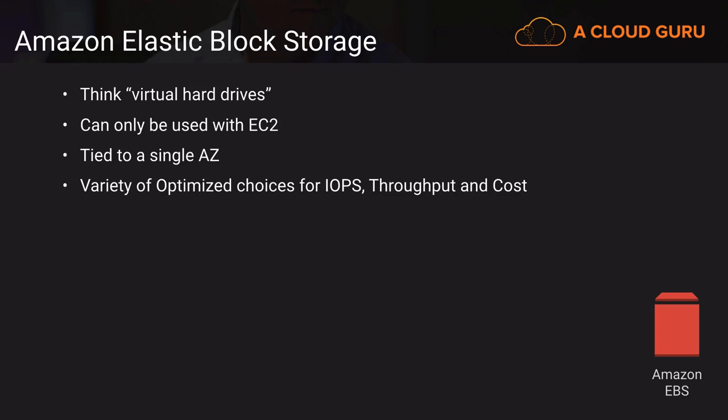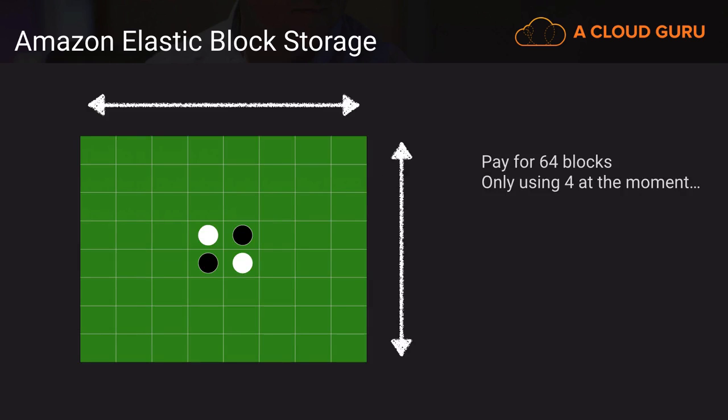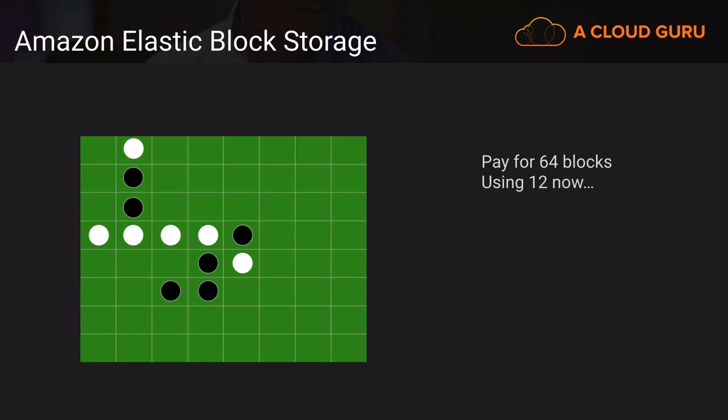There's a variety of optimized choices for IOPS, throughput, and cost, and you'll remember from the concepts at the front of this chapter, there is a difference between IOPS and throughput. And snapshots are absolutely great, and we're going to talk in depth about how snapshots work. So again, using my Othello or Reversi example, think of elastic block storage as a big field of play. In this case, we're going to pay for all 64 blocks, even though we may only be using 4 blocks at the time. Now let's write some data. We've committed some data to our block storage, and we're still paying for 64 blocks, but now we have less space available.